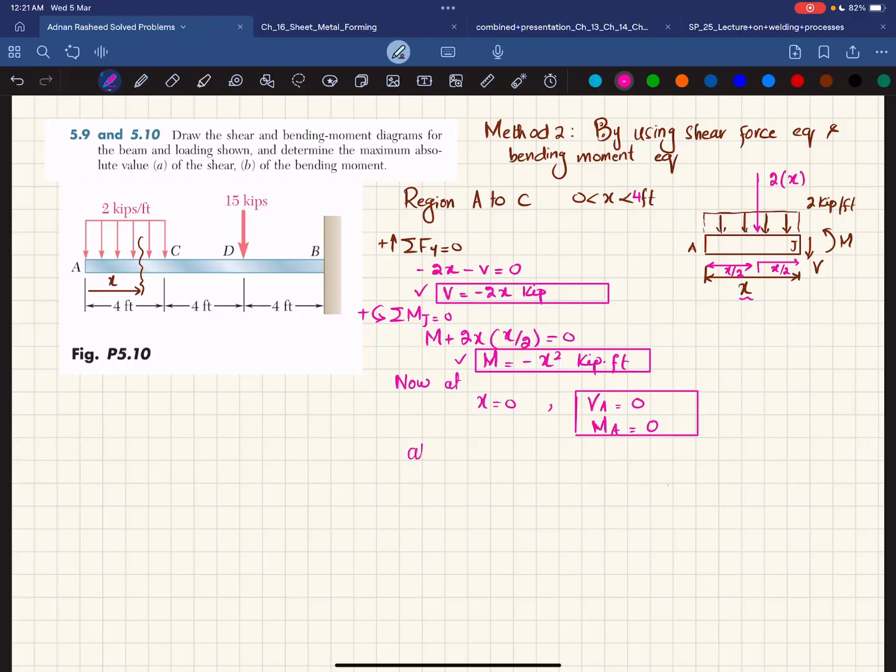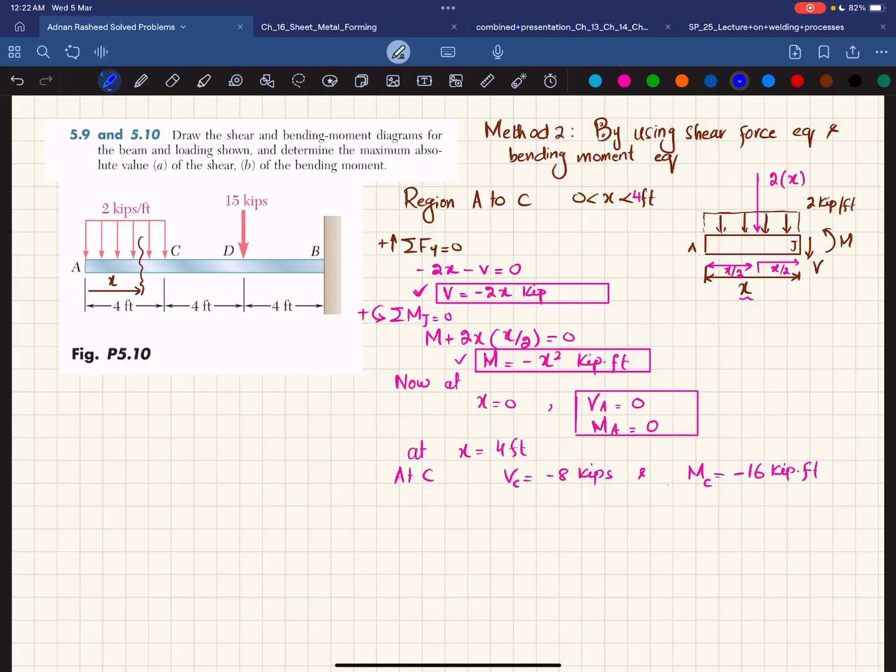At x equal to 4 feet, if you put the value of x in this equation, we will get minus 2 into 4, which is minus 8. So V will be equal to minus 8 kip. And M will be equal to minus 4 squared, which is equal to minus 16 kips into feet. These are at point C, because x is equal to 4 feet at C. So V is equal to V_C and M is equal to M_C.